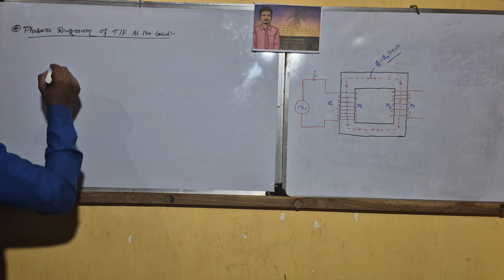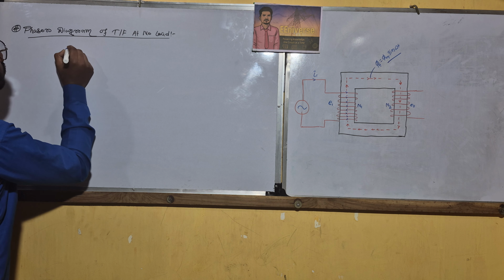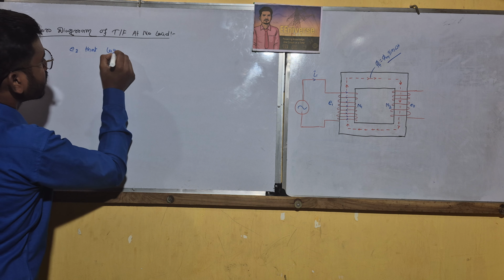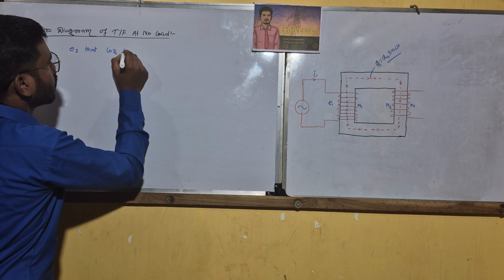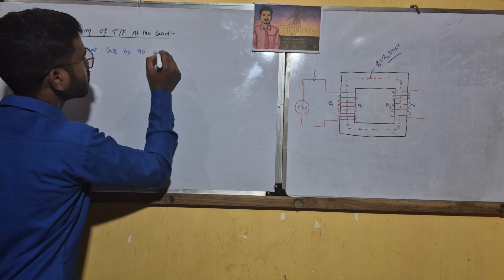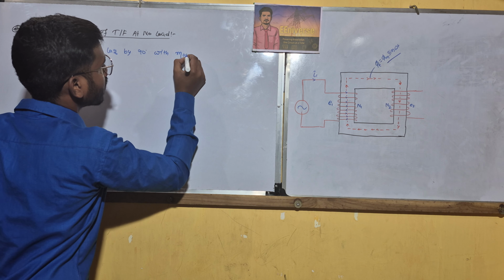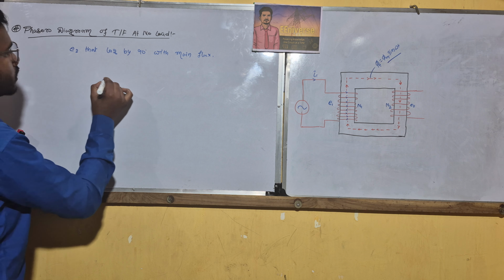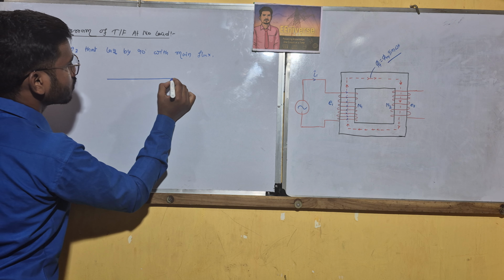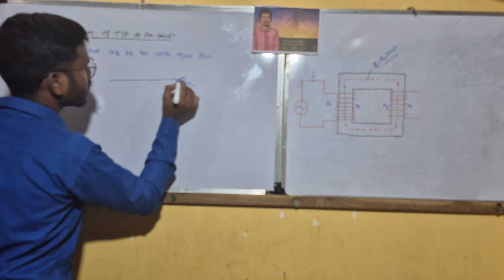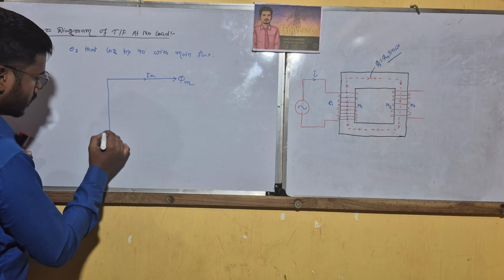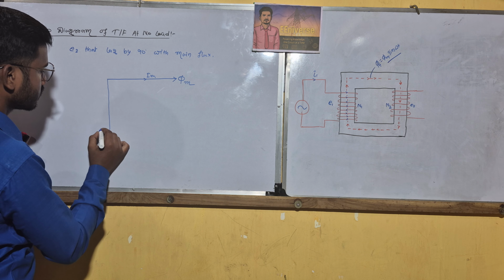So the induced EMF lags by 90 degrees with the main flux. So we can draw in this manner. That is our main flux, that is Im, and this is our E1.